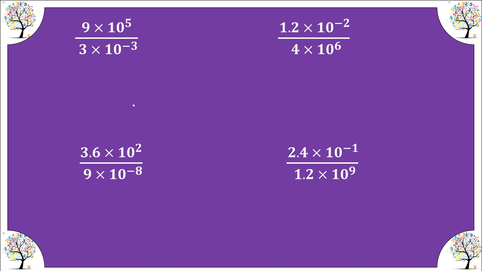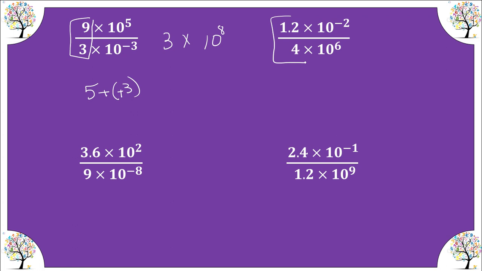So let's practice these 4 together. Again, pause the video at any time that you need to write the problem down. Our first one, we have 9 divided by 3 is 3 times 10. We're going to have a 5 minus -3, so be careful. And then we can do keep, change, change, and we get an exponent of 8.